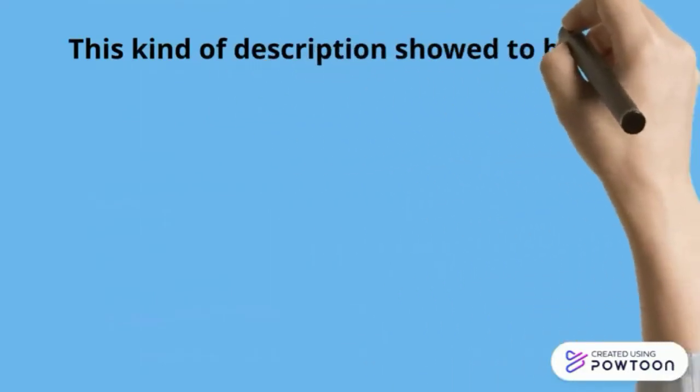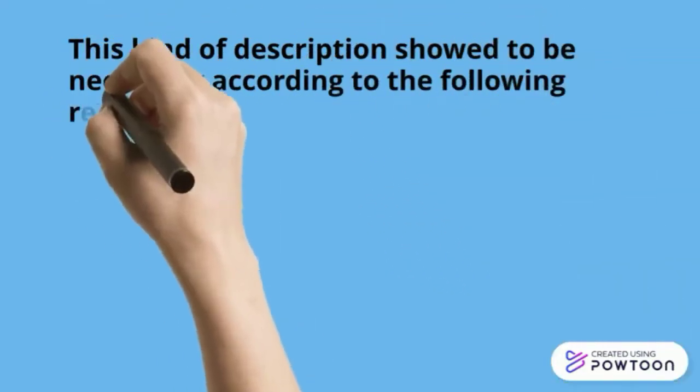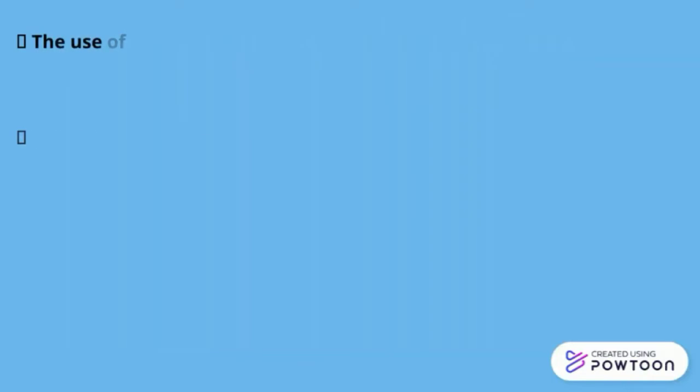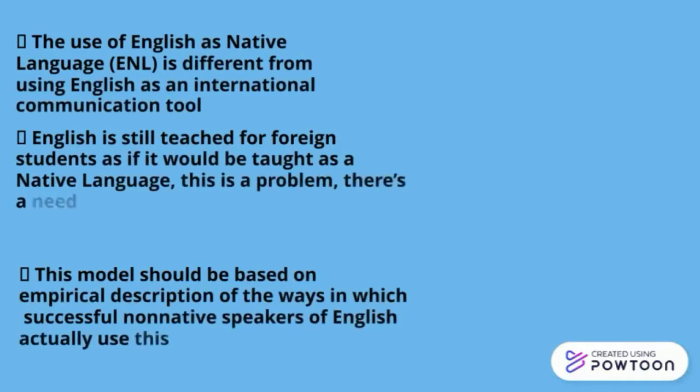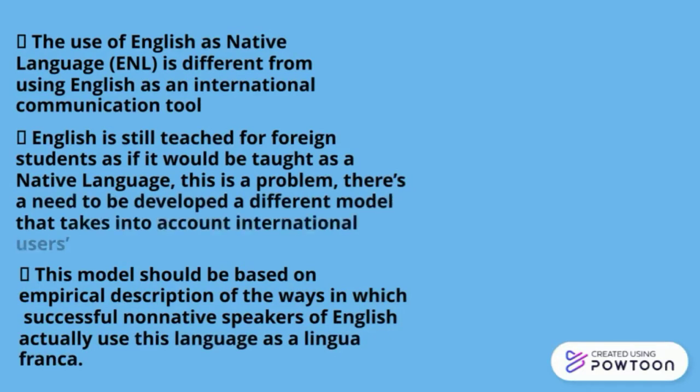This kind of description proved to be necessary for the following reasons. The use of English as a native language is different from using English as an international communication tool. English is still taught to foreign students as if it were a native language. There is a need to develop a different model that takes into account international users' needs. This model should be based on empirical description of the ways in which successful non-native speakers of English actually use this language as a lingua franca.